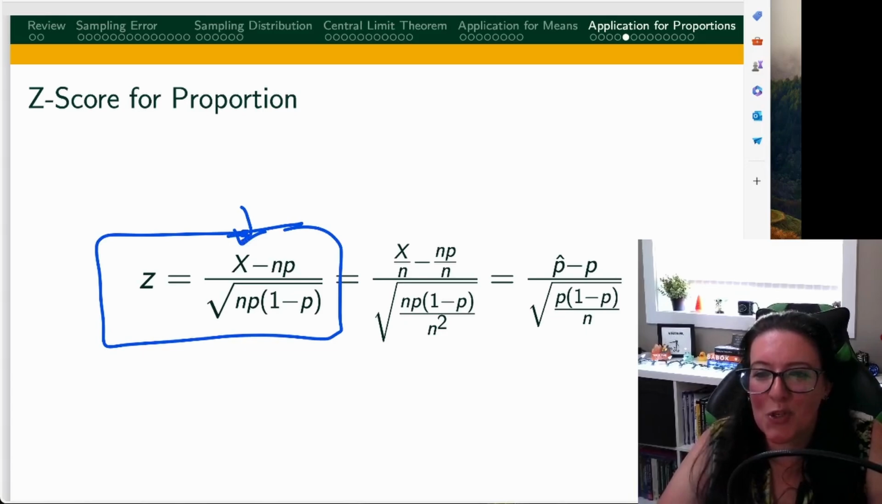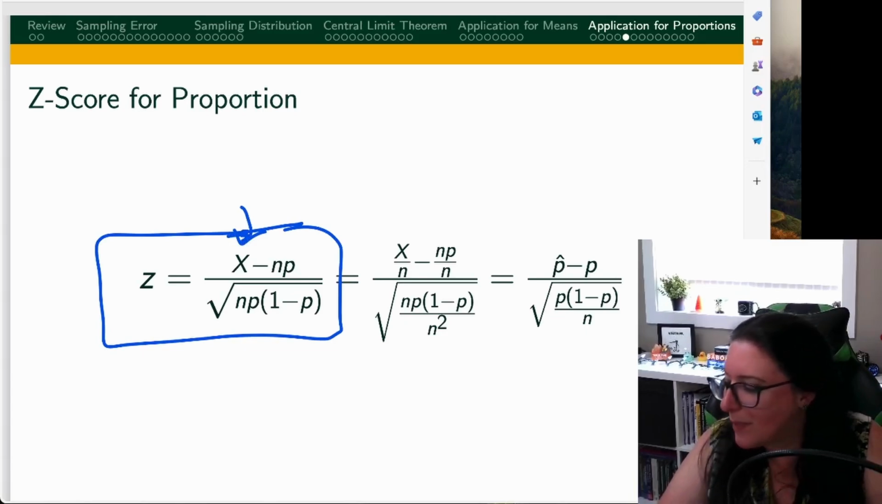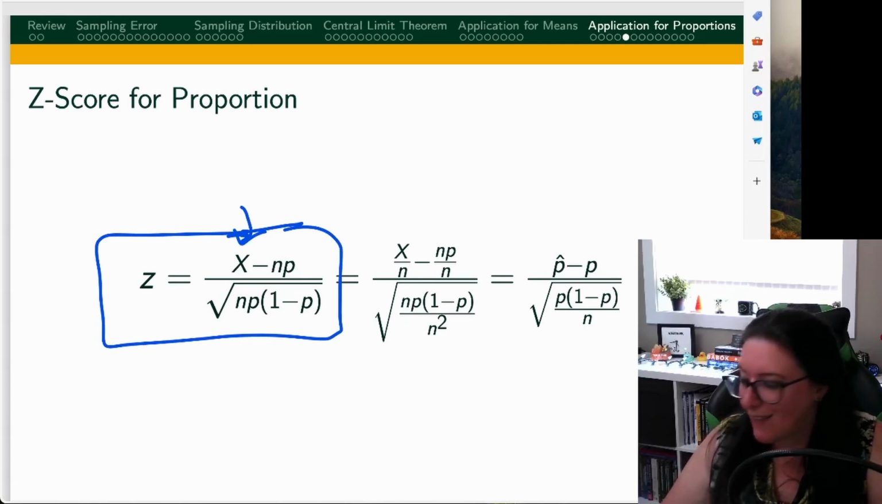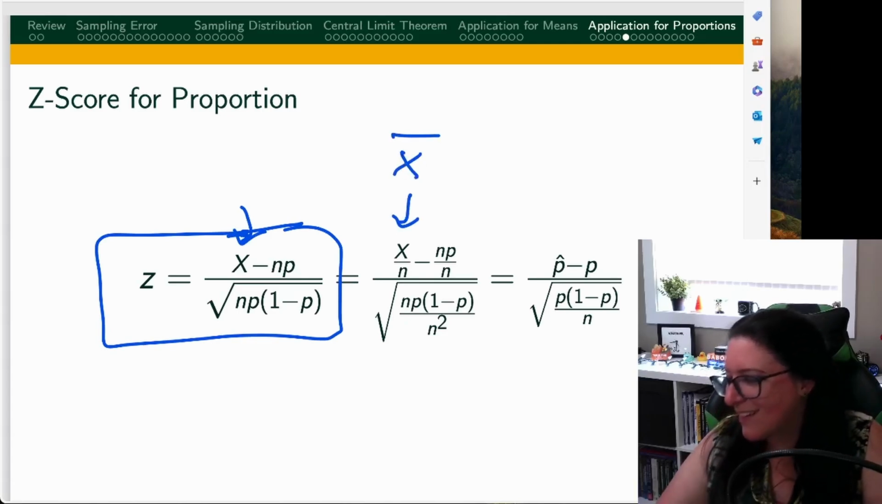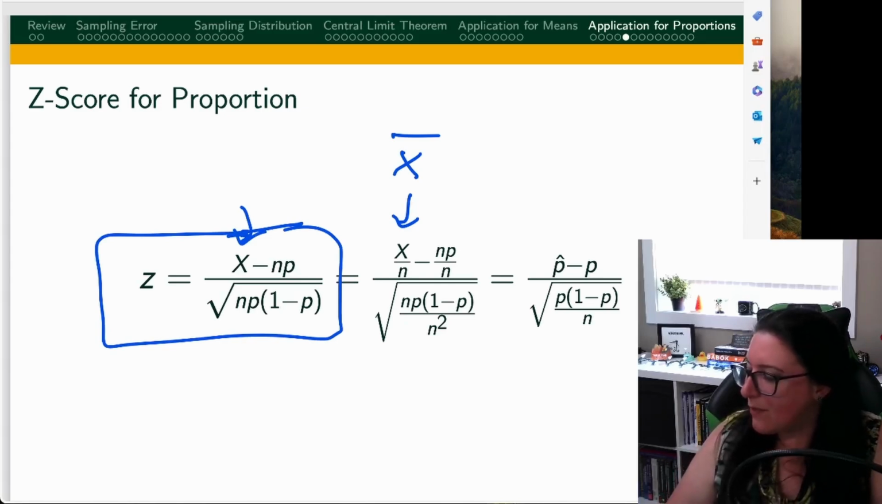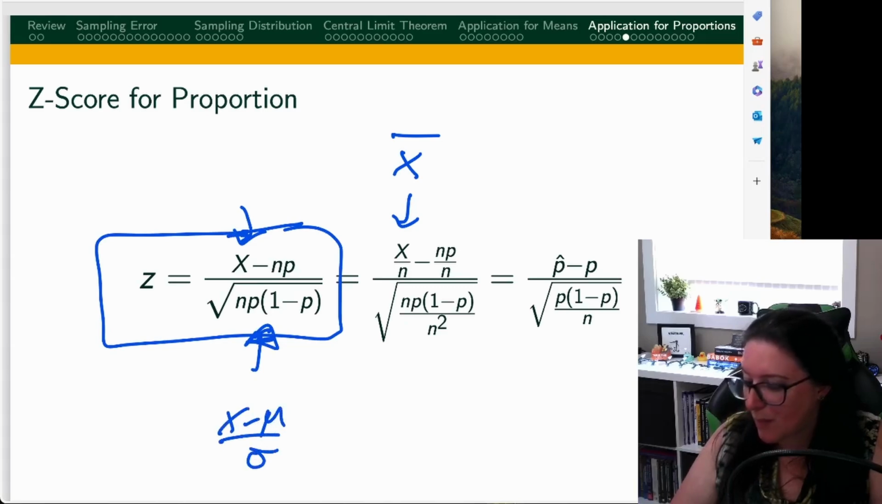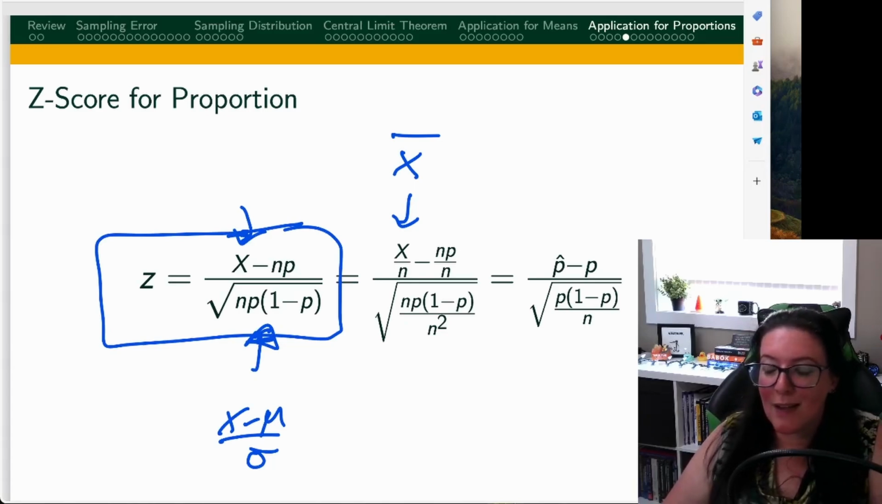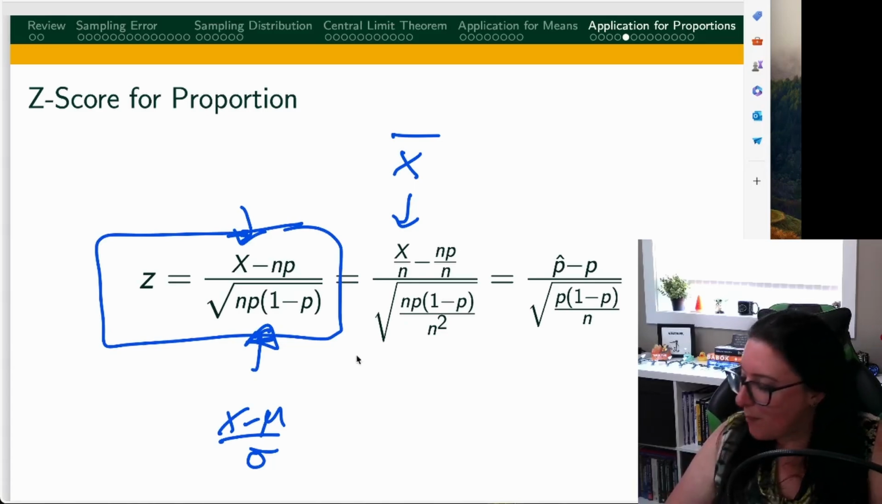But our sampling distribution and our approximation of a normal sampling distribution says that we could take that and divide by n, and then that is essentially X bar. So then we're looking more like the sampling distribution for the means. So what does all this mean? Well, this formula here, which is originally X minus mu divided by sigma, using the mean and standard deviation we know from the binomial distribution, gives us that formula. If we divide by n, we're starting to look like the sampling distribution for the mean.